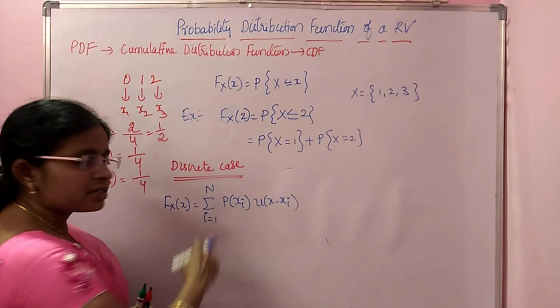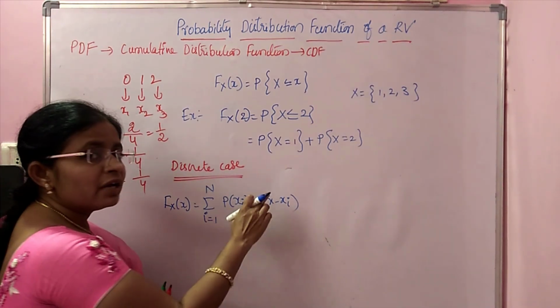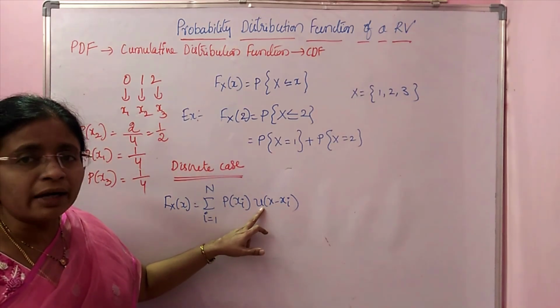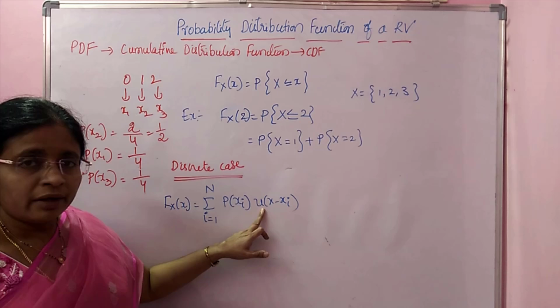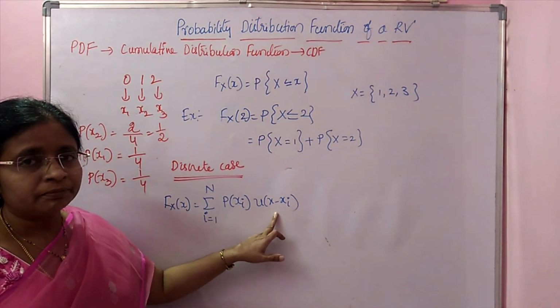Yes, this is P of xi, the probability of that particular element, into u of x minus xi. What is u? U is nothing but the unit step function. What is x minus xi? Shifted unit step.